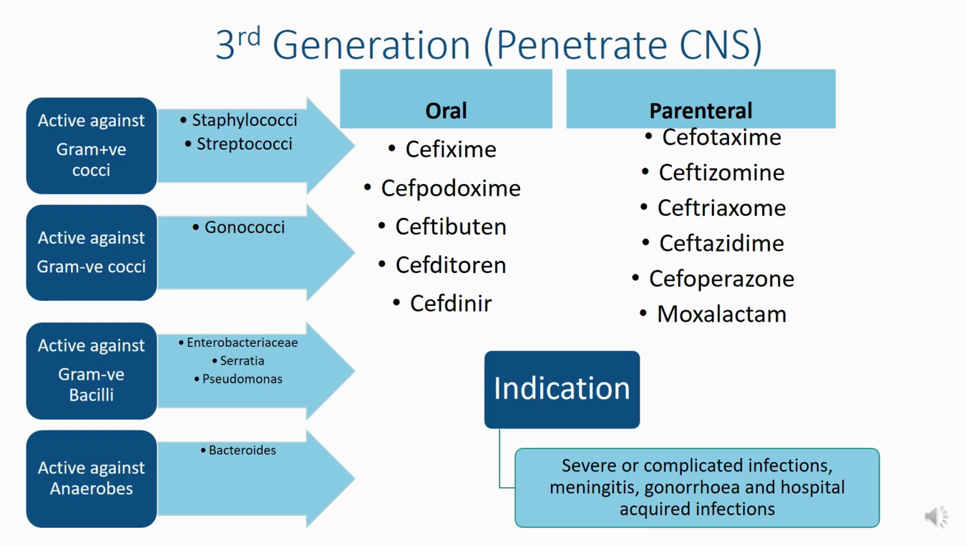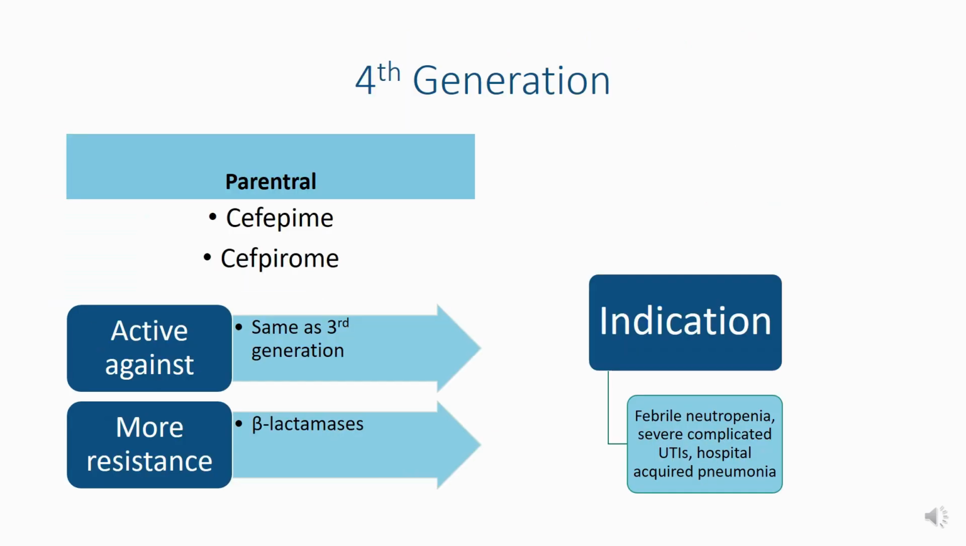Third-generation oral drugs include cefixime, cefpodoxime, ceftibuten, cefdinir, and parenteral drugs include cefotaxime, ceftizoxime, ceftriaxone, ceftazidime, cefoperazone, moxalactam. They are active against gram-positive and gram-negative cocci and also gram-negative bacilli. They are also active against anaerobes. Indications include severe or complicated infections, meningitis, gonorrhea and hospital-acquired infections.